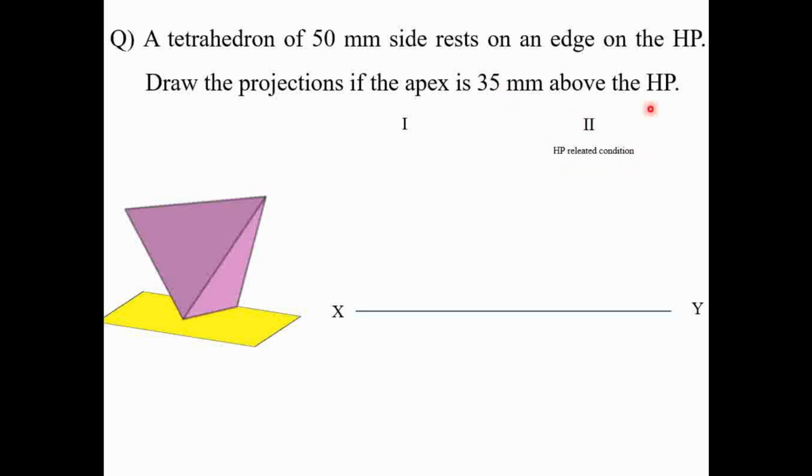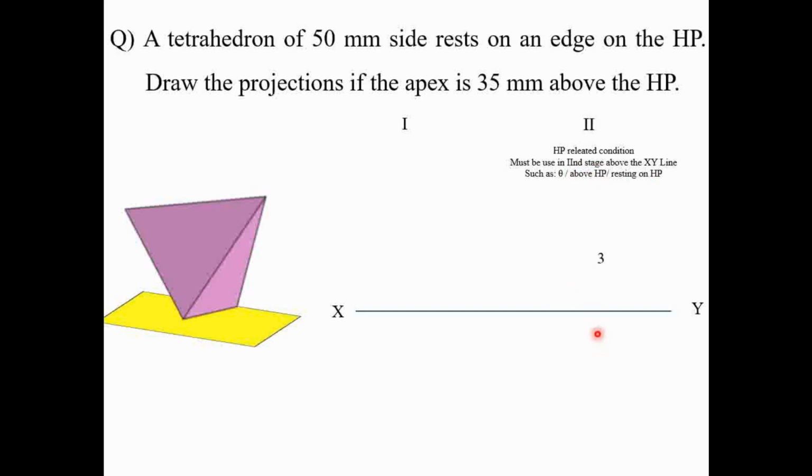Which are the HP related conditions? HP related conditions must be used in the second stage, and that will be above the XY line. Those conditions are, for example, the theta angle given with the axis or with one of the edges of the object, or other HP related conditions, such as the apex point is above the HP, or one of the edges is resting on the HP. Such conditions we generally use in the second stage, above the XY line.